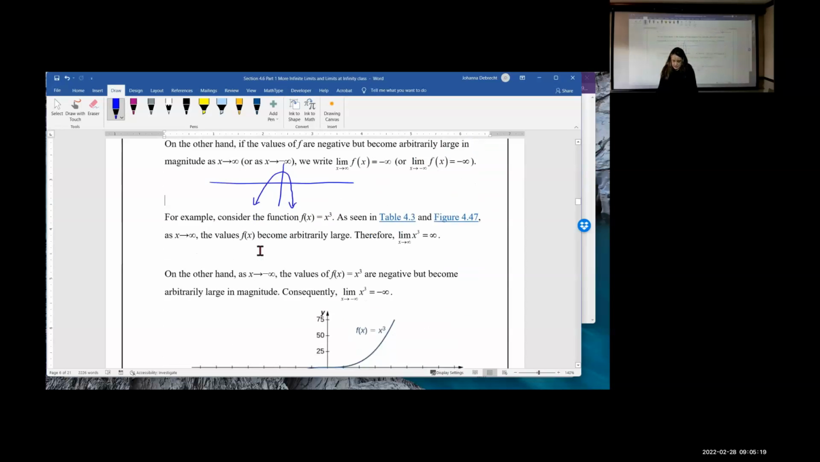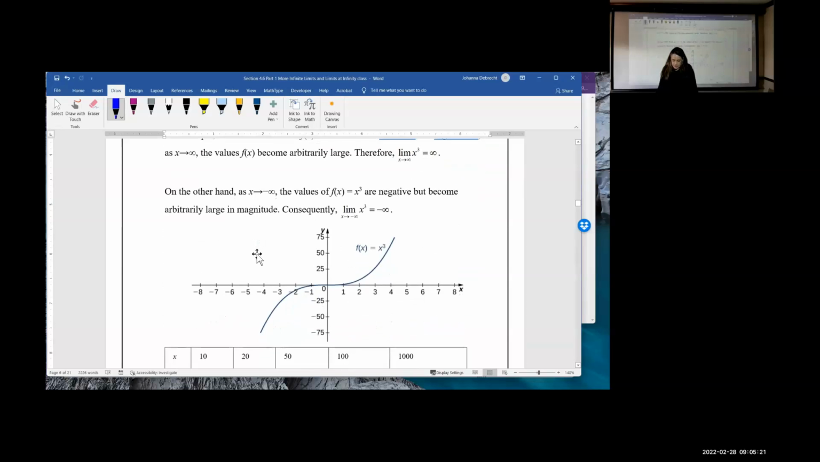All right. Now, if you have a graph like x cubed, you can have one of each type, where as x approaches the right side, it goes up towards positive infinity forever. And as x approaches the left-hand side, negative infinity, the y value goes down forever. So in one like this, we would write the limit as x goes to negative infinity of x cubed equals negative infinity. And that would be this left-hand side.